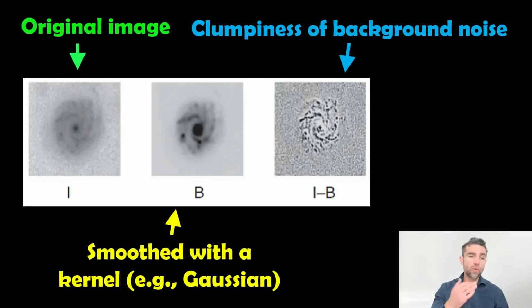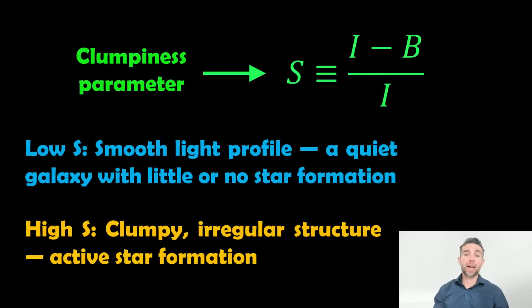So you've got your original image, you've got one that's been smoothed with a filter or kernel, an example might be a Gaussian one, and then you've got the clumpiness of the background noise, so the differences that you're getting between the two. And mathematically it's this equation here. So you get this clumpiness parameter S.